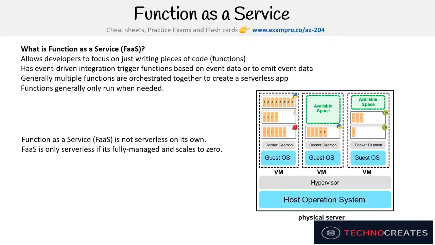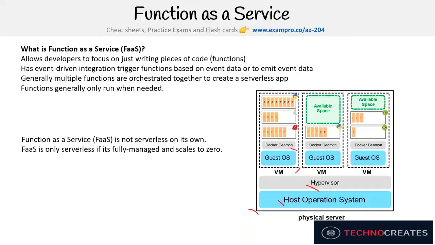Just to take a closer look at this graphic here. If we're talking about the underlying infrastructure, it's of course running on some kind of physical server. And from there, you'll have a host operating system. And then it could be a hypervisor. And then from there, you could have a virtual machine running a container runtime like the Docker daemon.